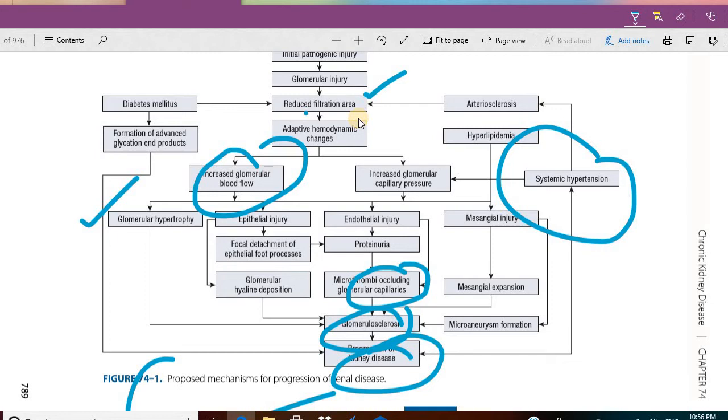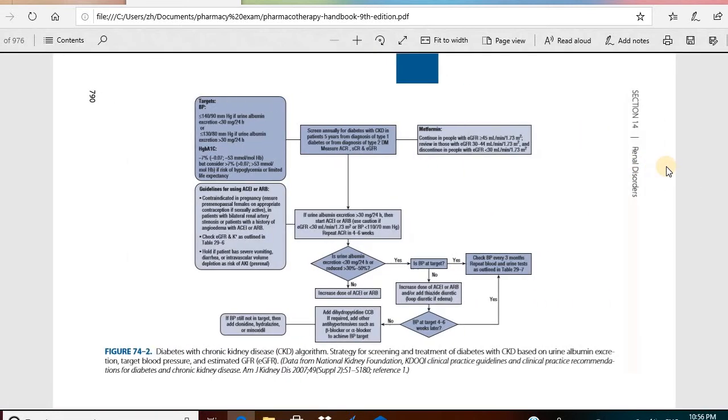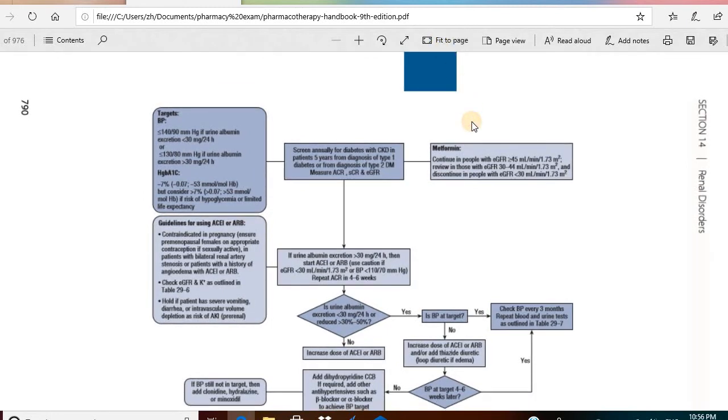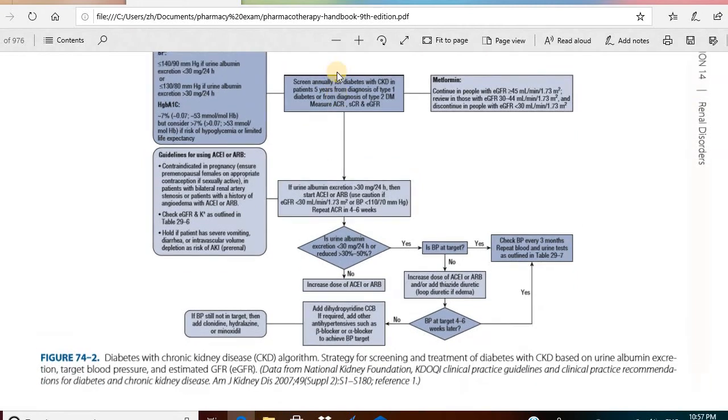Then glomerular hypertrophy. These are the formation of the advanced glycation end products. So this is the major mechanism that is involved in kidney disease. This is figure 2. In figure 2, they are telling us about diabetes and chronic kidney disease. Now it's clear.